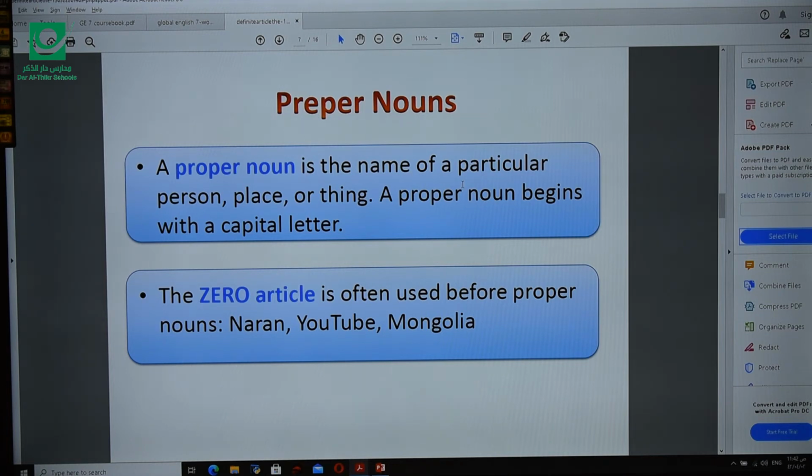A proper noun is the name of a particular person, place, or thing. Like when I say Ahmed, Muhammad, London, Paris, Jeddah. These proper nouns are capitalized, they should start with capital letters, and we don't use the before them. For example, I traveled to London. This is my friend Faris. So I didn't say the Faris or a Faris. I said no article. So the zero article is often used before proper nouns, like Mongolia, YouTube, Naran.